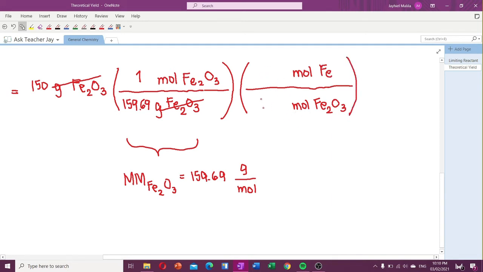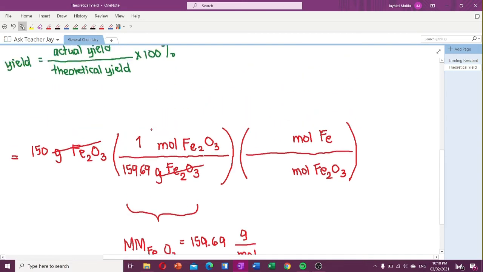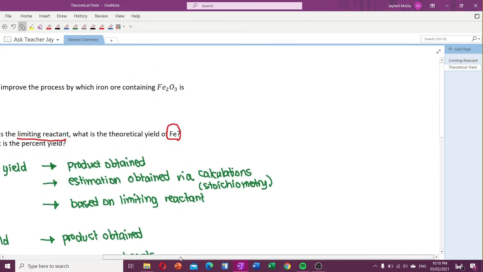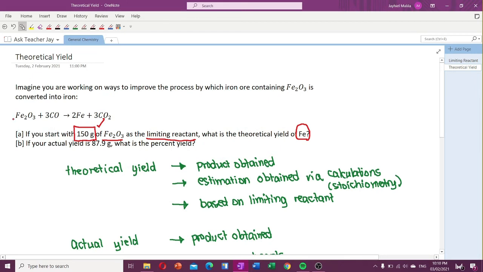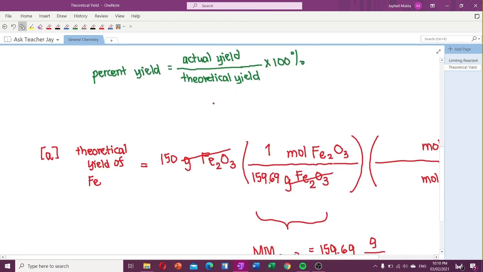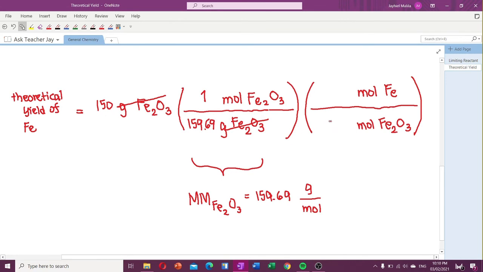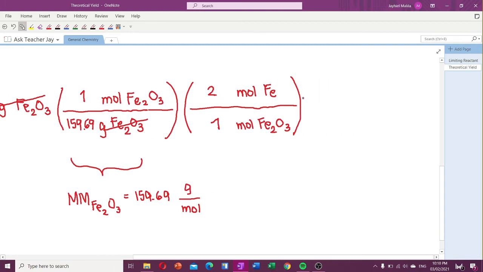So to get the values that we're going to put here, we need the stoichiometric ratios. The relationship between Fe2O3 and Fe is: for every 1 mole of Fe2O3, there are 2 moles of Fe. And last but not the least, we are going to convert the moles of Fe to grams of Fe. Okay, I forgot to cancel the units.